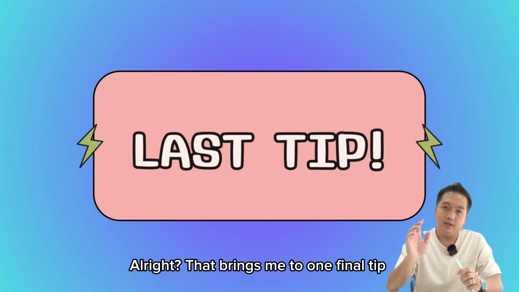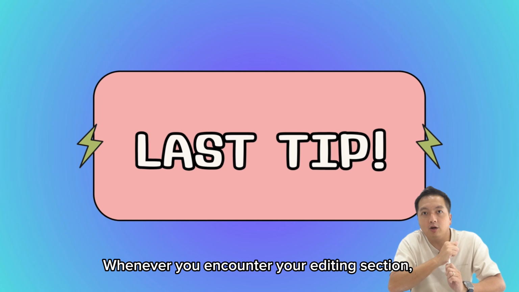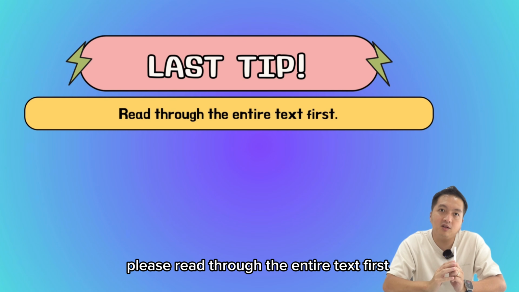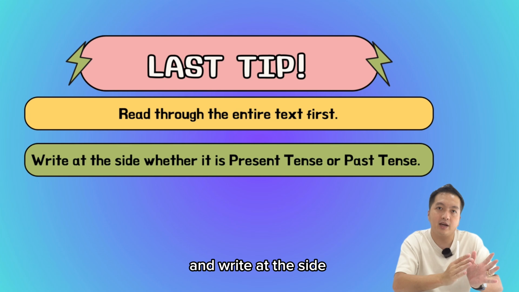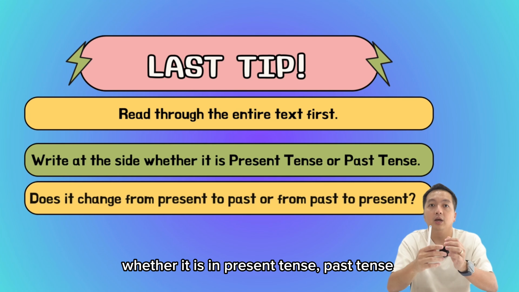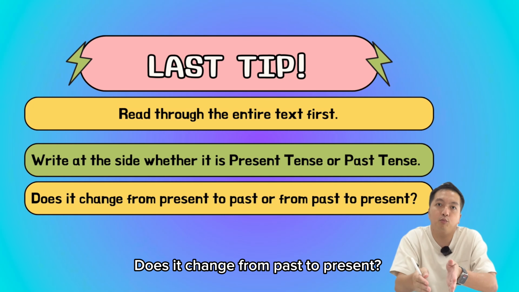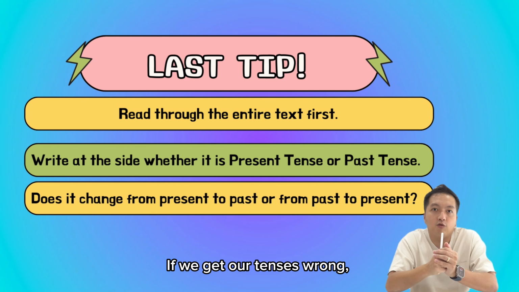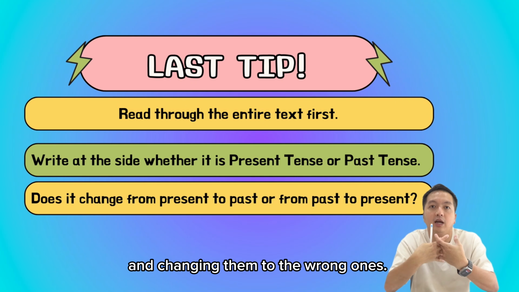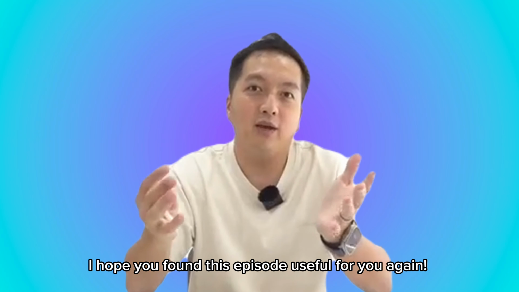Alright, that brings me to one final tip for your editing section. Whenever you encounter your editing section, please read through the entire text first and write at the side whether it is in present tense, past tense. Does it change from present to past? Does it change from past to present? If we get our tenses wrong, we'll be picking out a lot of correct things and changing them to the wrong ones.